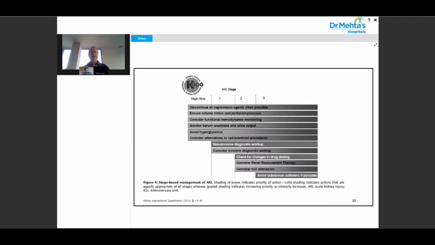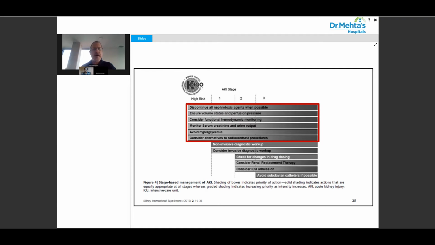So let's talk about clinical evaluation. Again, if we are waiting for patients to become hyperkalemic, uremic, massively fluid overloaded, acidotic, then we are going to be starting our intervention very, very late. And what KDIGO recommends is this stepwise progression.